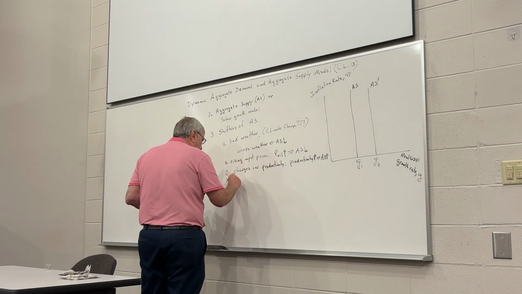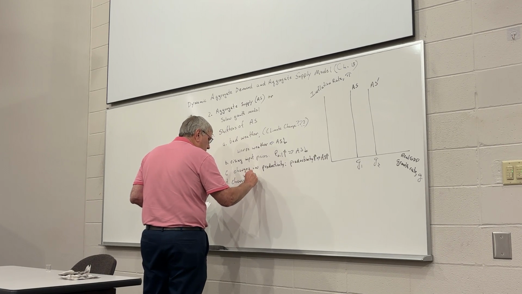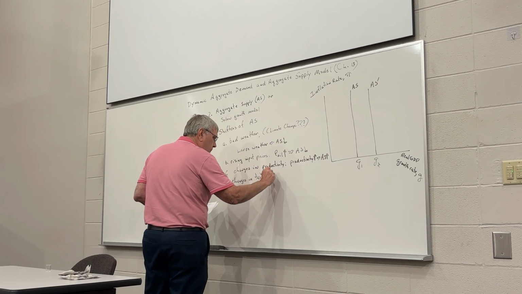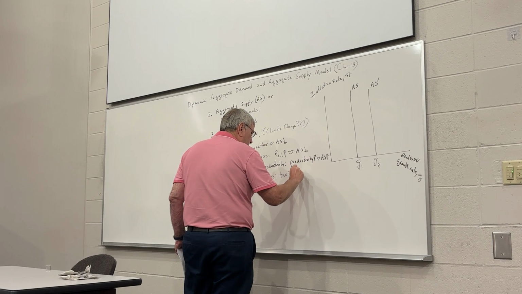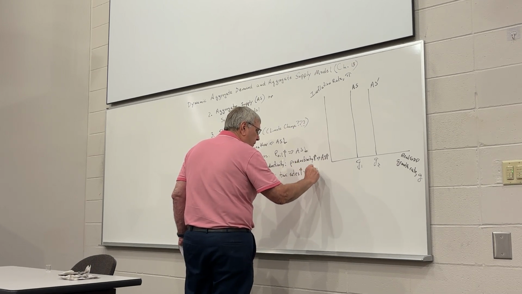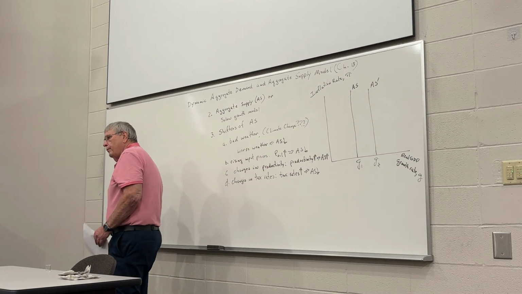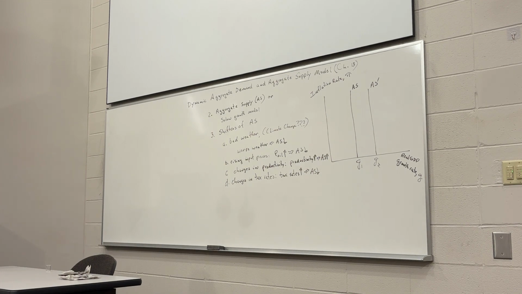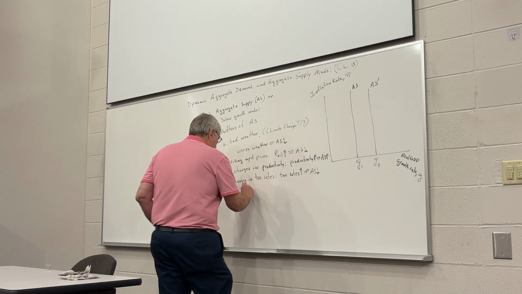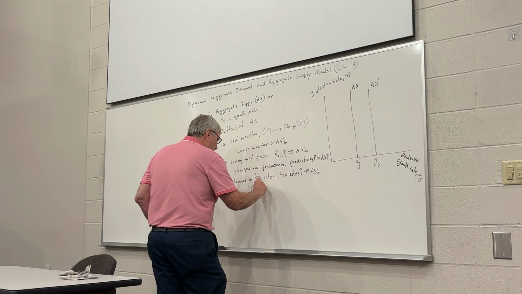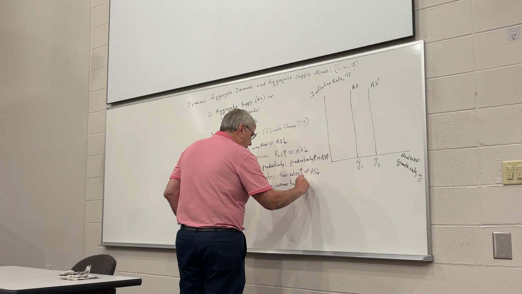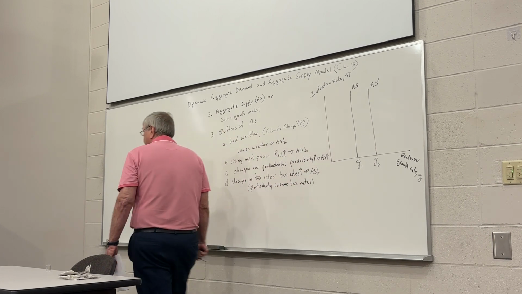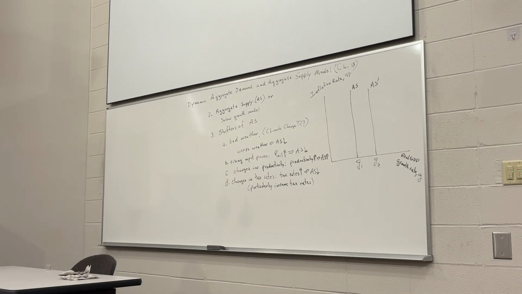Changes in tax rates. Tax rates up implies aggregate supply down, particularly income tax rates. Right, if you tax something, you get less of it.